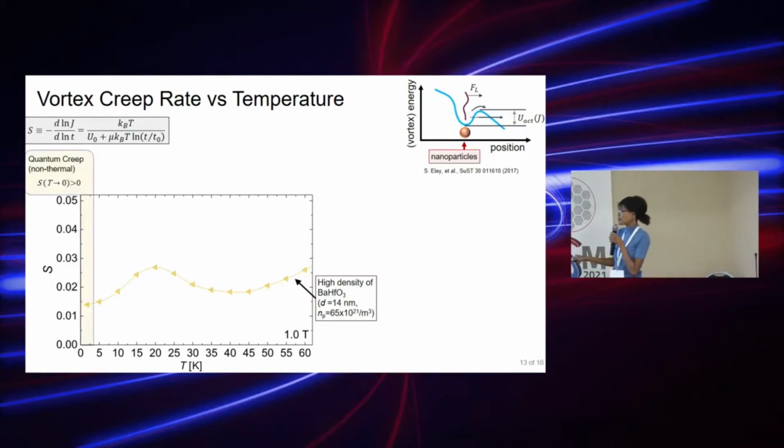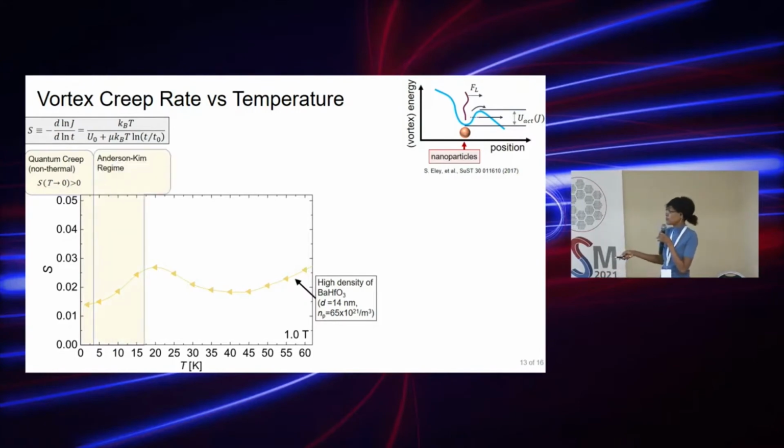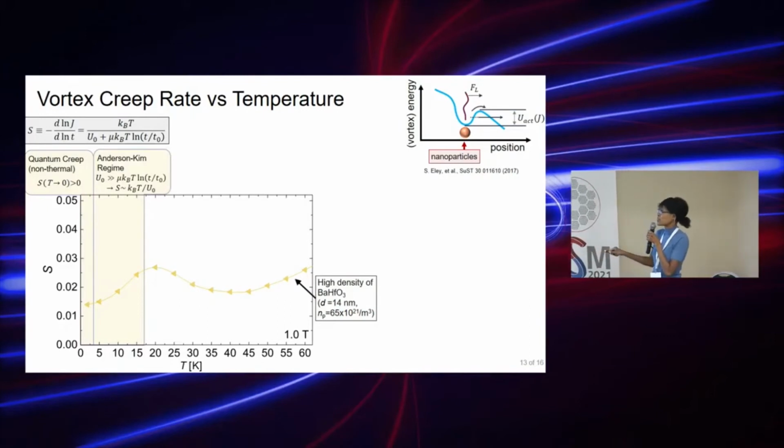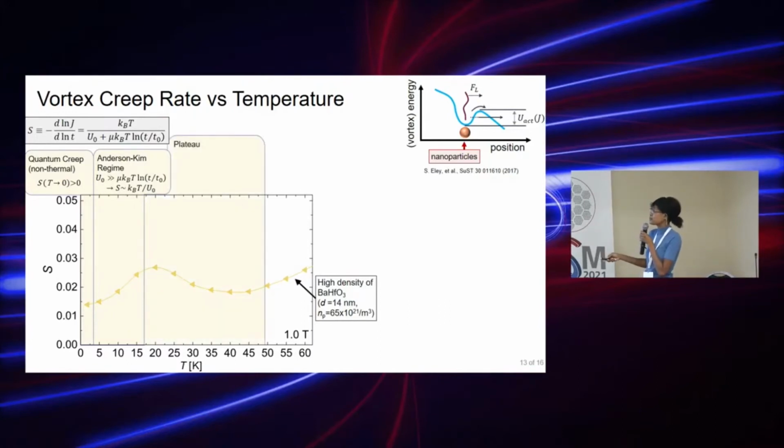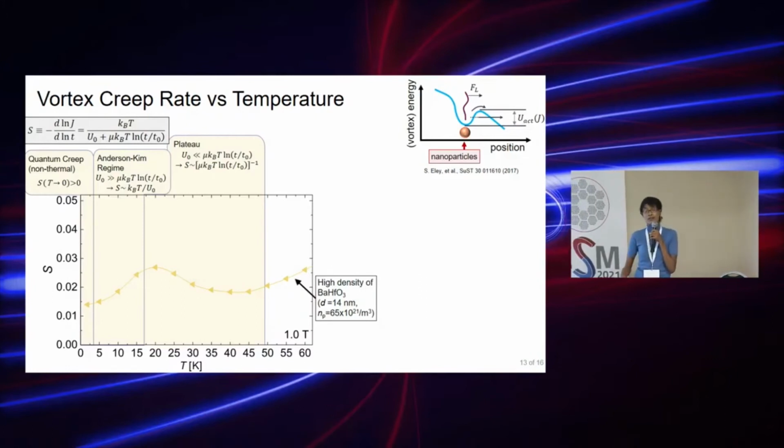So one thing that people typically notice when you first look at this plot is that as temperature goes to 0, S extrapolates out to a non-zero value, which is typically indicative of quantum creep. Then in this regime, U naught tends to be much higher than the second term of the denominator, such that S may increase roughly linearly with increasing temperature. And then in this regime, oftentimes the second term of the denominator is much greater than the first term, such that temperature cancels out and we see a plateau. Now, if you see a plateau, this is typically indicative of a vortex glass state. This is seen in YBCO single crystals.